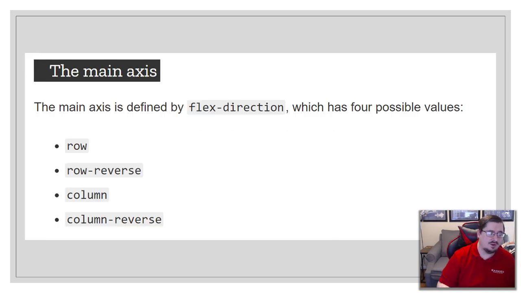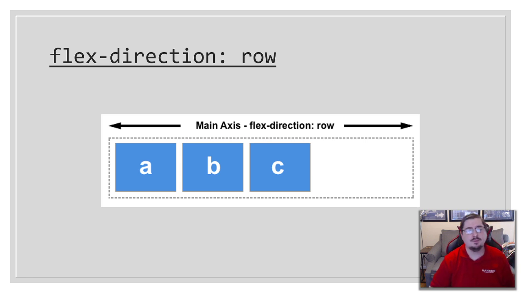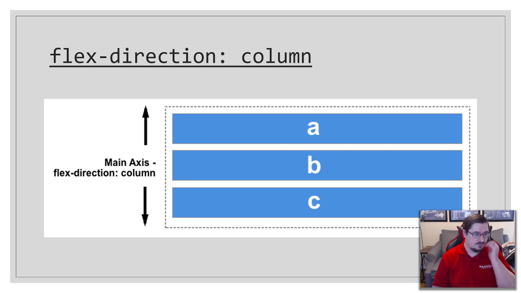Both of those provide you ways to reverse the order of the elements in the container, which can be really helpful. So let's say we have a flex direction of row. It would look like this. You can see the main axis is horizontal: the first item, second item, third item. Also, if I set the flex direction to column, you can see in this case that the items go from the top to the bottom. So we've got A, B, and C.